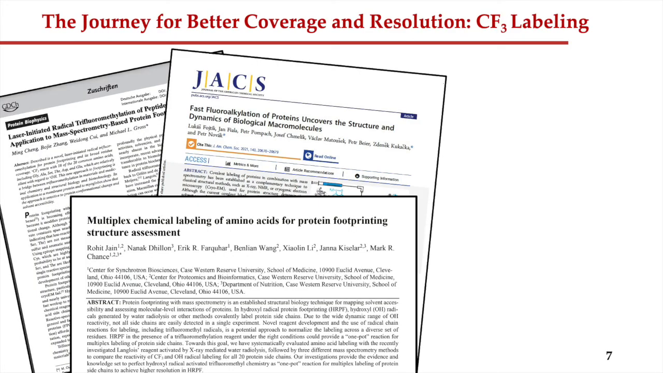So there have been several groups, including the Sharp and Gross Labs, that have been really pushing towards introducing new chemistries, new reagents, so that we can better label those less reactive residues. In this case, these groups have used Van Gogh's reagent, which uses hydroxyl radicals to generate a CF3 radical in solution that can then label solvent-accessible residues.